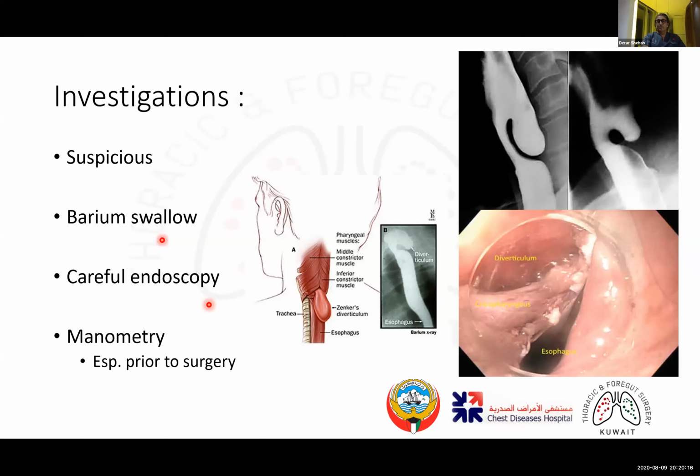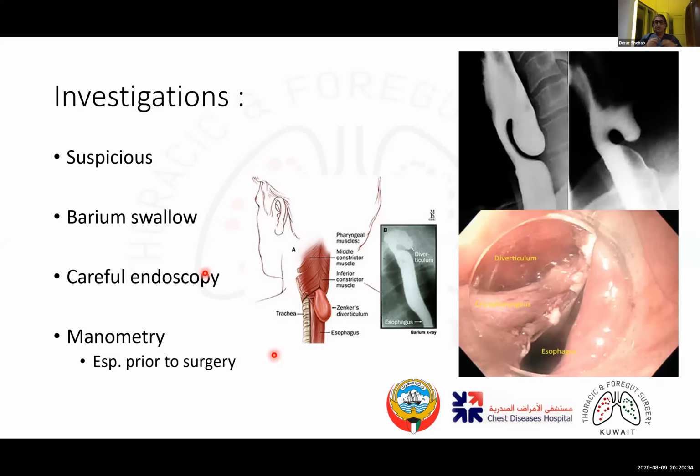Manometry, I think, is important. I want to rule out any underlying motility disorder. And then those pieces of information allow me to plan my surgery in a proper way.